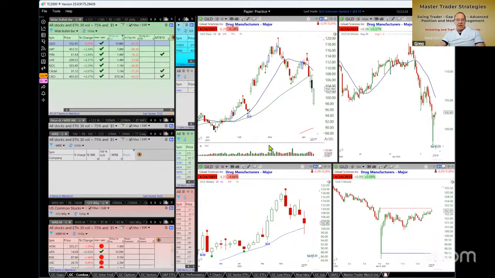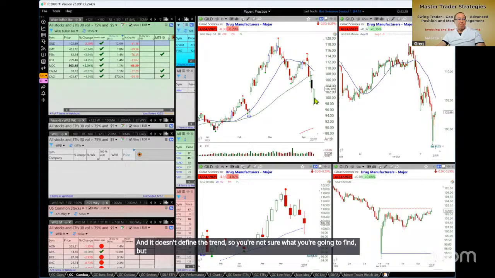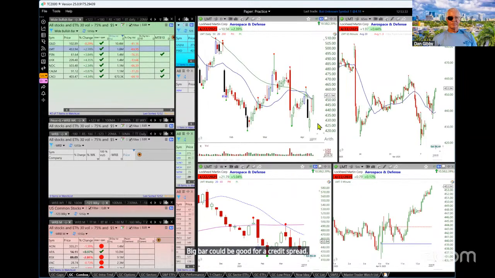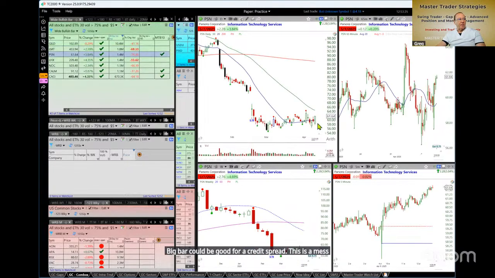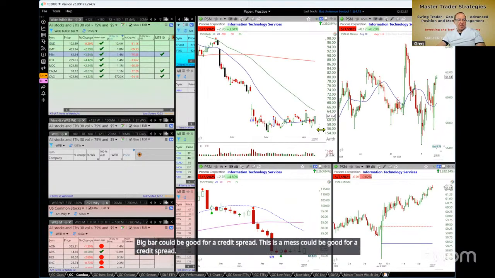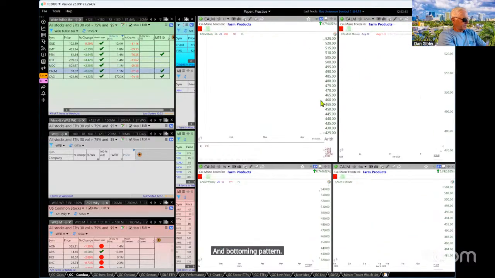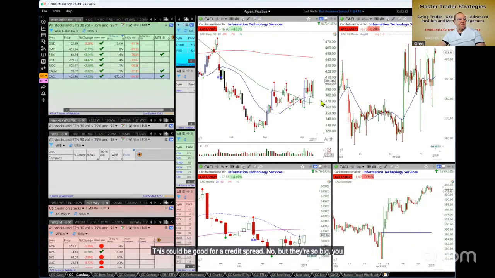This page doesn't define anything by the sector that it's in, and it doesn't define the trend, so you're not sure what you're going to find. But something like this, a big bar, could be good for a credit spread. This is a mess, could be good for a credit spread. This could be good for a credit spread. And a bottoming pattern. No, but they're so big you have to look at the options for that.